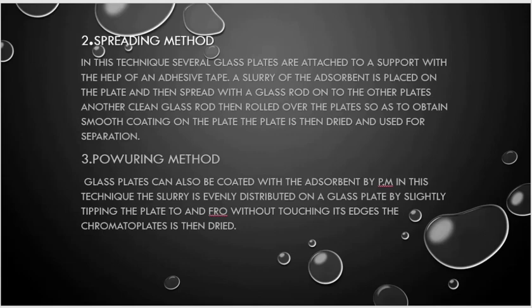In positions 2 and 4, we have to move the plate and the slurry is going to spread all over evenly. Without touching the edges, the chromatoplate is then dried. When the slurry is evenly distributed, we have to keep it in the open atmosphere to dry.